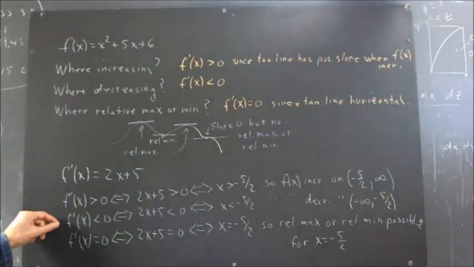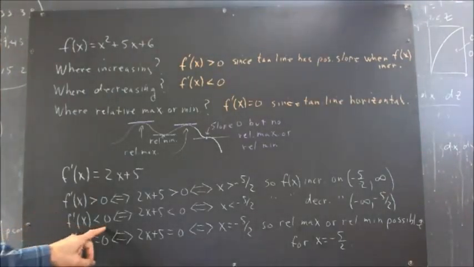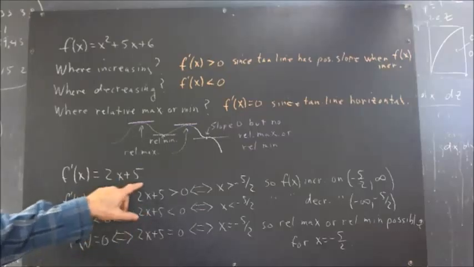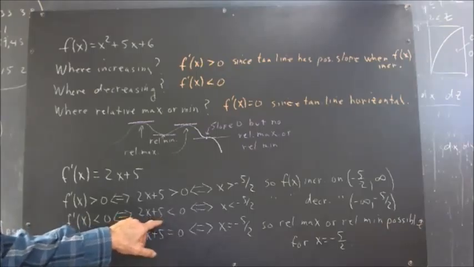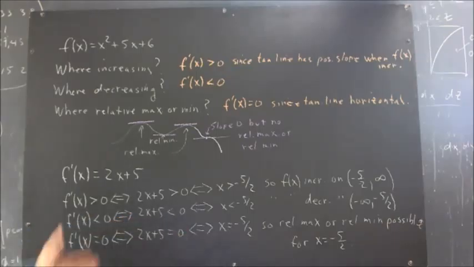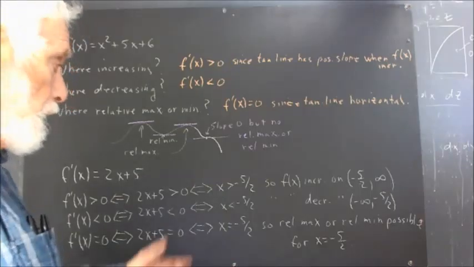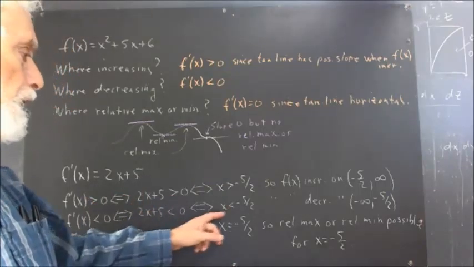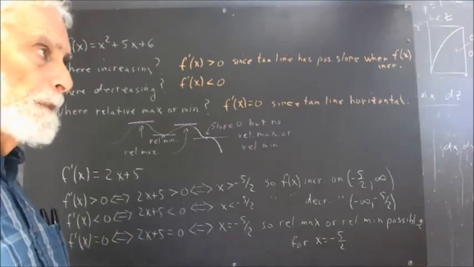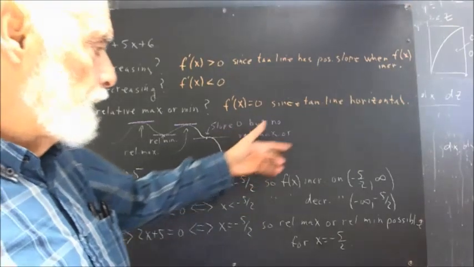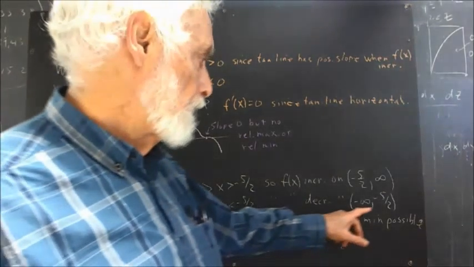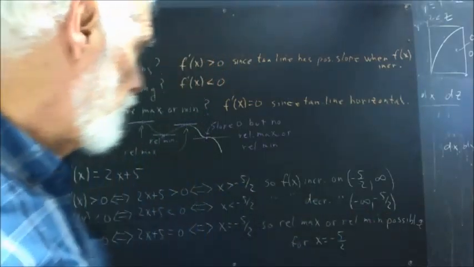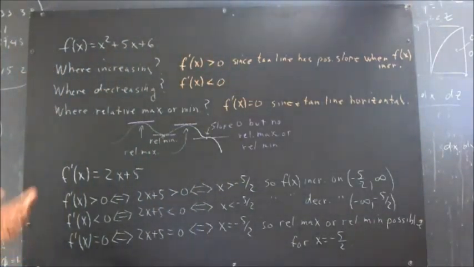Okay? Now, where is the derivative f prime of x less than 0? Well, we take the expression for the derivative, form the inequality, that expression less than 0, and solve the inequality, which can be done in about one step and very easily. And we get x less than negative 5 halves. So it follows that the function is decreasing whenever x is less than negative 5 halves, and that occurs on the interval from negative infinity to negative 5 halves. So we have the criterion for the function to be decreasing.